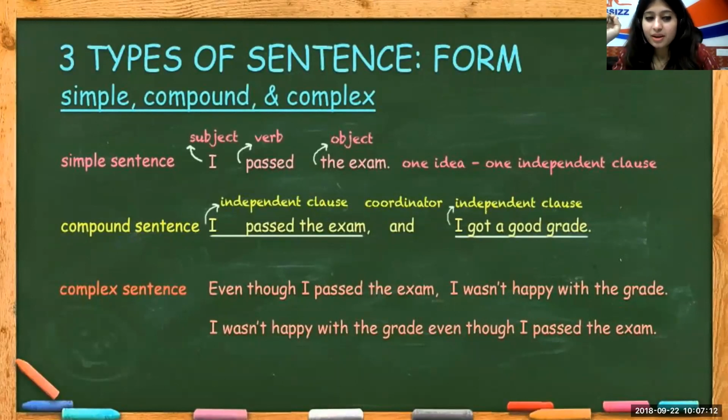For example, we have two simple statements here. I passed the exam. I got a good grade. Both of these are independent clauses. Now, when I join these statements with the help of and, I passed the exam and I got a good grade, this becomes your compound statement. This can also be a negative one. For example, if one independent statement says, I passed the exam, and the second independent clause says, I did not get a good grade, you can merge them as, I passed the exam, but I did not get a good grade.